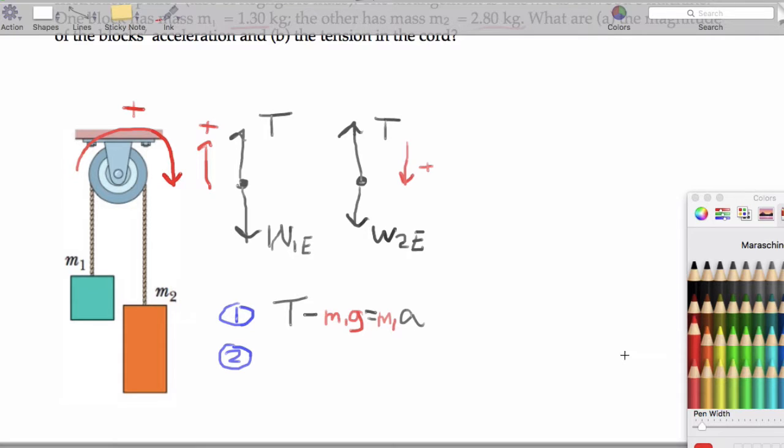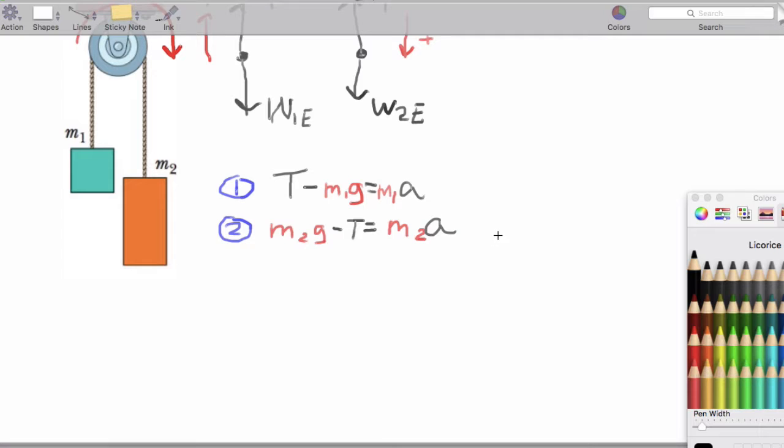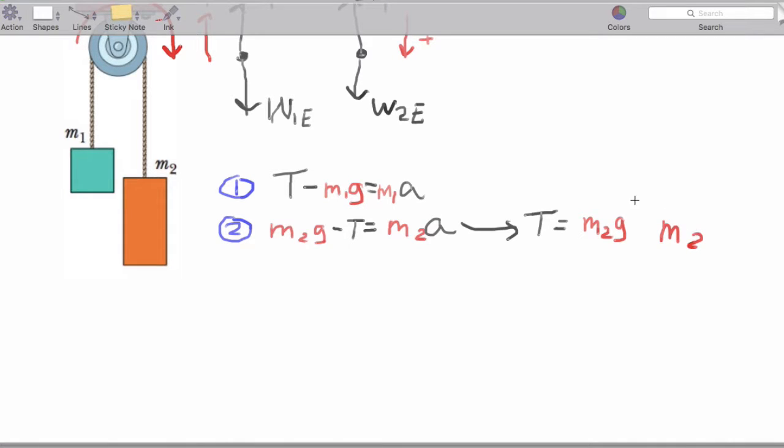So what that tells us is that we have M2G fighting the tension pulling upwards against the positive direction. And the effect is that M2 accelerates. So now here's what I'm going to do. I'm going to isolate tension in equation 2 and rewrite the equation as T equals M2G minus M2 times A.